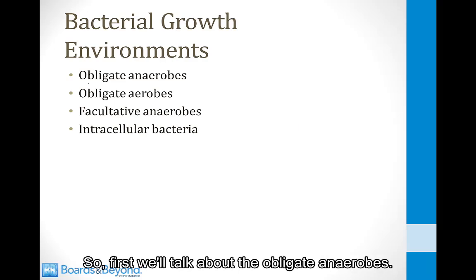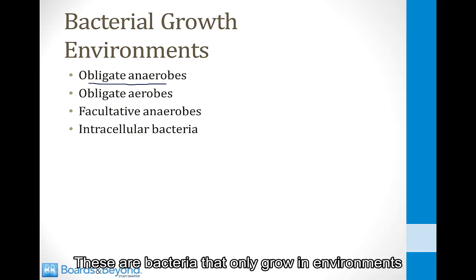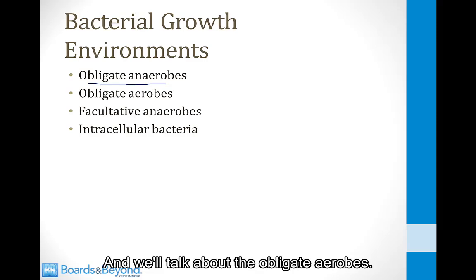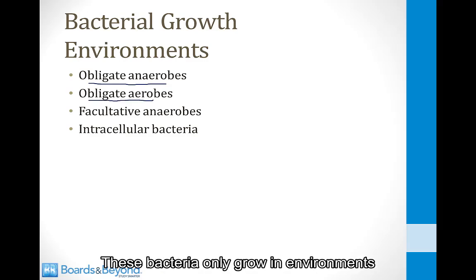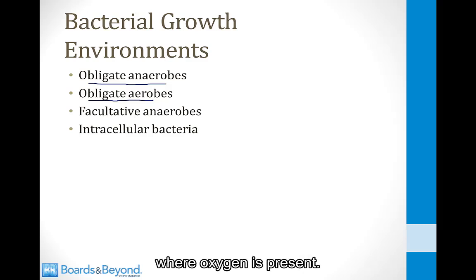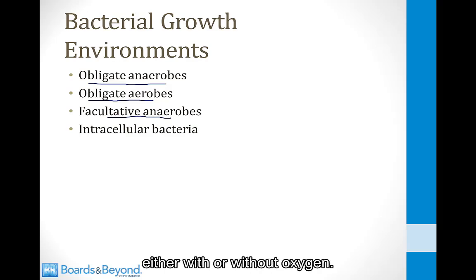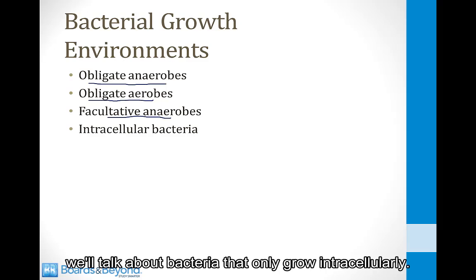So first we'll talk about the obligate anaerobes. These are bacteria that only grow in environments that lack oxygen. Then we'll talk about the obligate aerobes. These are the opposite. These bacteria only grow in environments where oxygen is present. Next there are the facultative anaerobes. These are bacteria that can grow in environments either with or without oxygen. And then finally, we'll talk about bacteria that only grow intracellularly.